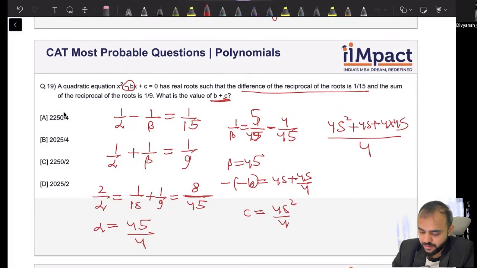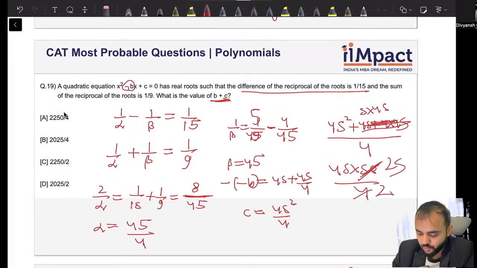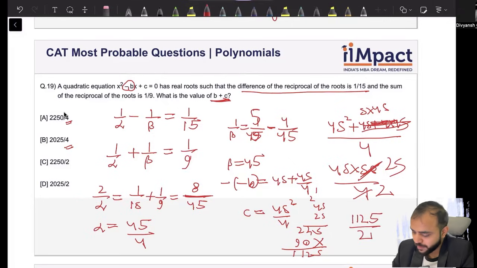So I can quickly calculate this. This becomes 5 into 45, and if I take 45 common, this becomes 45 into 50 divided by 4. So this is 25, this is 2. So I now have to calculate 45 into 25. I have options with 4 and 2 as well. So I'll just quickly calculate this. 5, 2, 2, 2, 2, 5 and this becomes 0, 1, 8, 9. So 1125 by 2, or 2250 by 4. So your answer for question number 19 will become A.